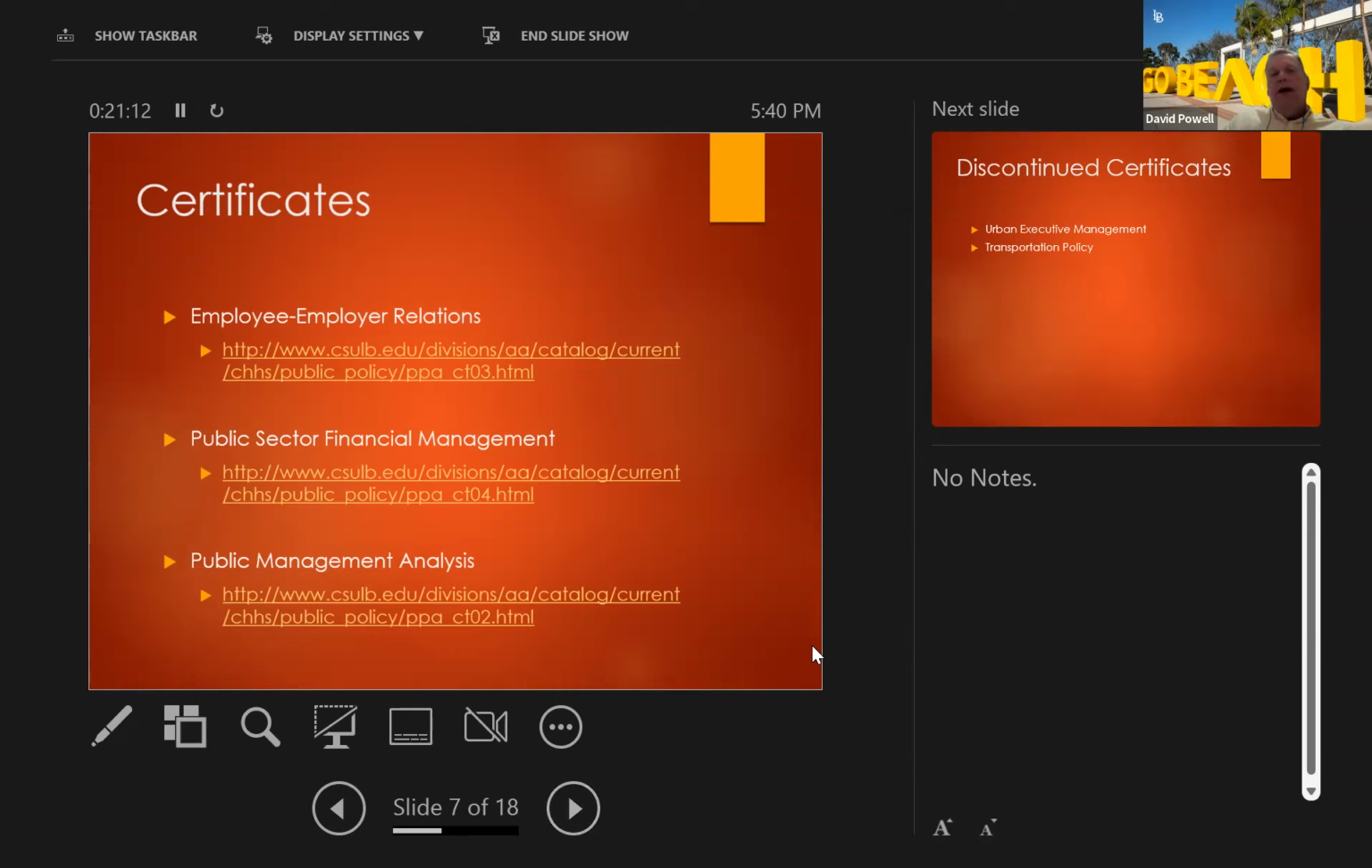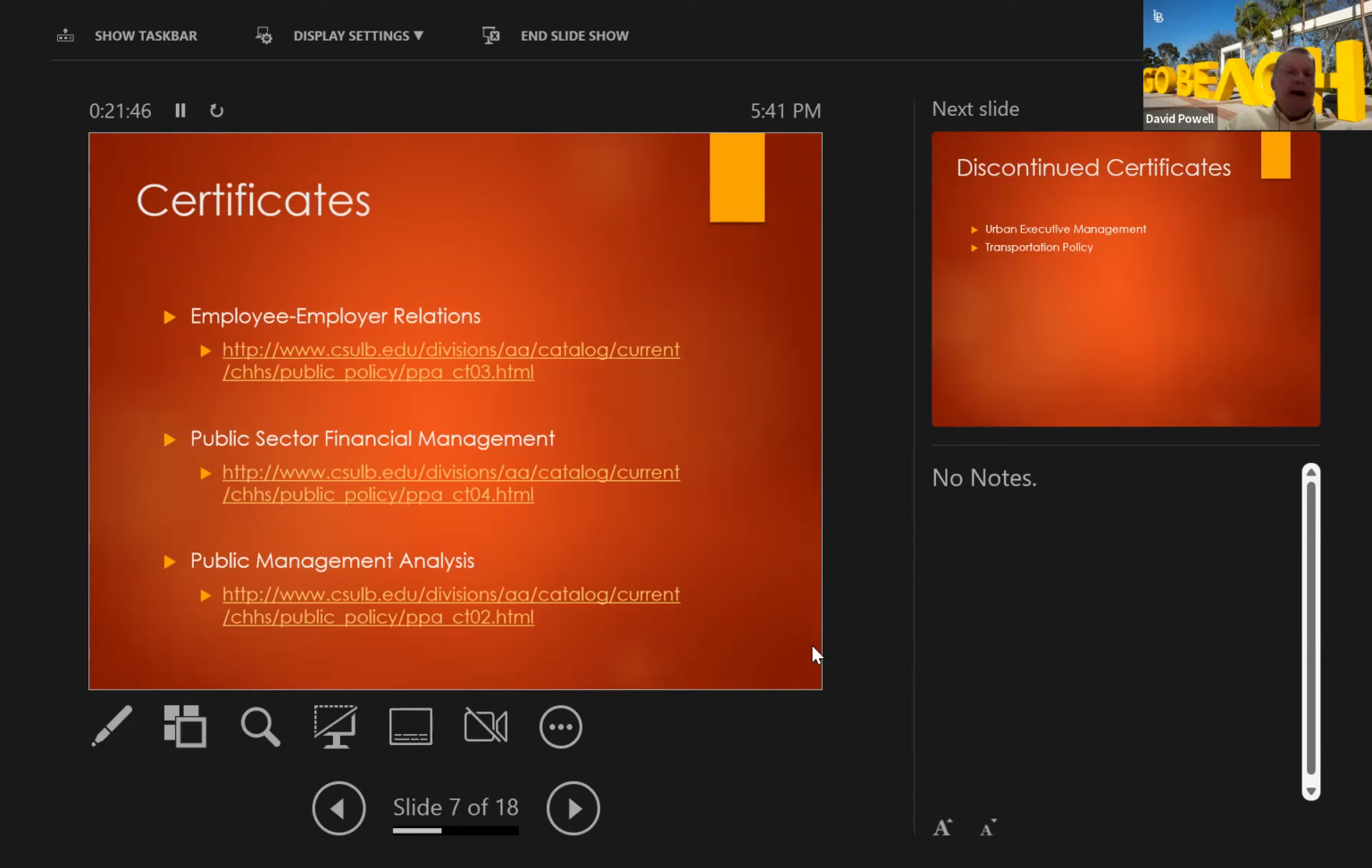The reason is that that certificate is serviced completely by courses within the MPA program, so you don't have to leverage any courses in other departments. Courses required for employee-employer relations, such as PPA 575, employee-employer relations, PPA 570, negotiating dynamics, and PPA 581, community relations, are offered relatively frequently within the MPA program.